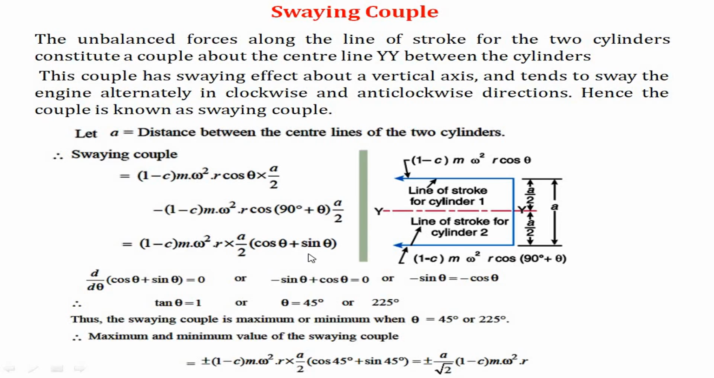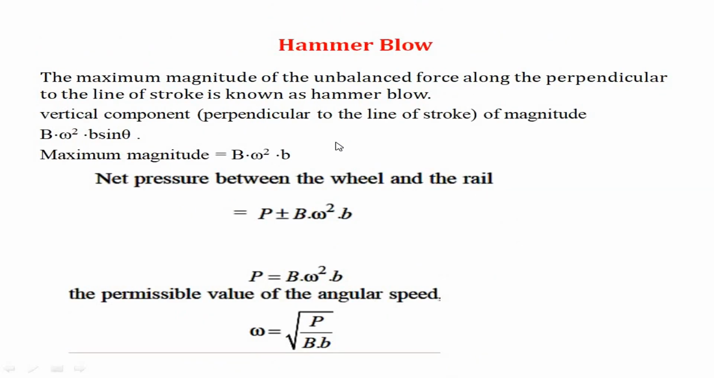So the variation of tractive force and swaying couple are the two effects which we get due to unbalanced forces acting along the line of stroke. But as we know, to balance the reciprocating masses, we have placed one additional mass, which is capital B, and the vertical component of the force created by mass B is b ω² r sin θ, which is still unbalanced. The maximum value of this unbalanced force is going to be b ω² r, as sin θ is going to be 1 or minus 1.